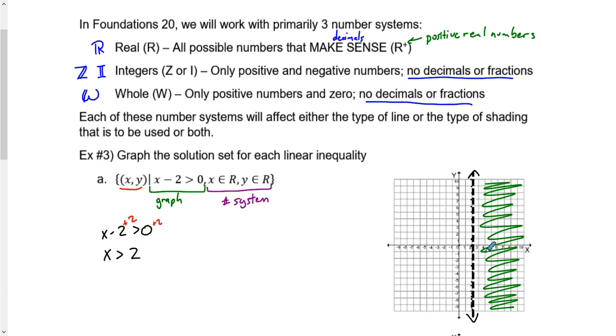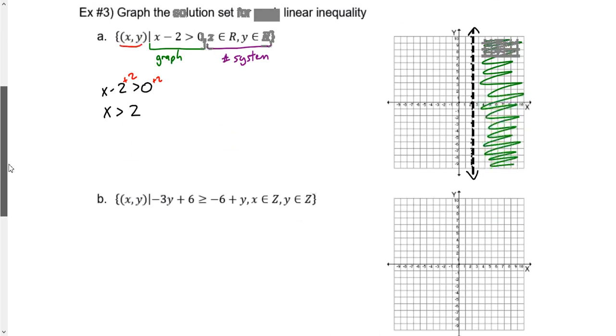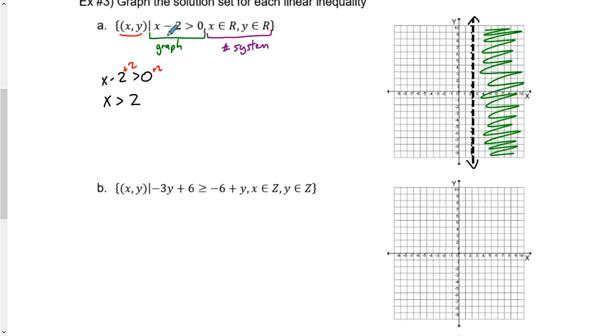The reason that I'm shading everything here is because we're using all the real numbers. So the x's are real numbers, so every single number that makes sense means all decimals, everything, as well as the y values. That also makes sense. If there's a different restriction on these, then we'll deal with those ones. For example, here, again, we're just saying that we have coordinates of x's and y's. Here's our inequality that we're going to have to graph. And then here's our number system that we're going to be dealing with.